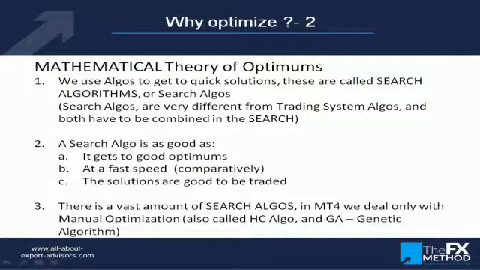So we need the help of what we call search algorithms, and this helps us to be faster in a search. It doesn't mean we'll get the better optimum. It just means we will be faster in getting an optimum for our trading system. So what we want is speed. What we want with search algos is to get a quick solution. It's not the best solution, it's just the fastest solution.